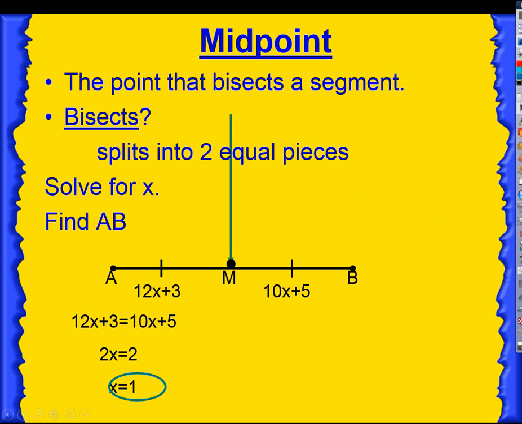But what if we want to know what AB is? I could plug the x back in there, and I'm going to get 12 times 1 is 12 plus 3 is 15. Really all I need is one side, don't I? Because if this is truly a segment bisector, whatever the length of this side is, this one has the same length, right? So 15 times 2 is 30. Good. Okay.